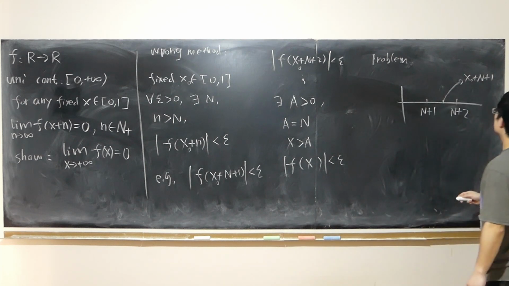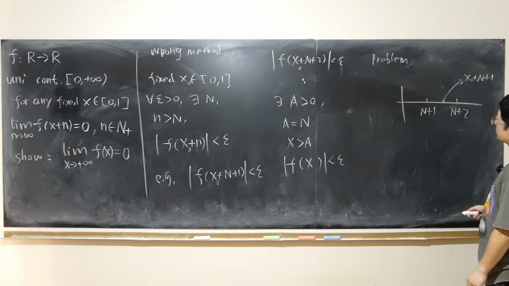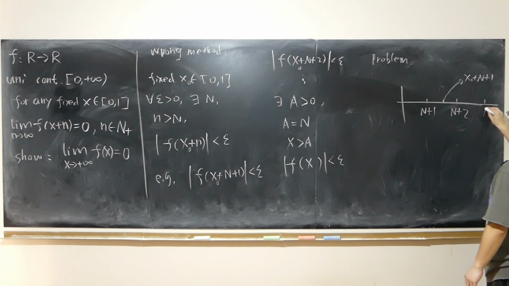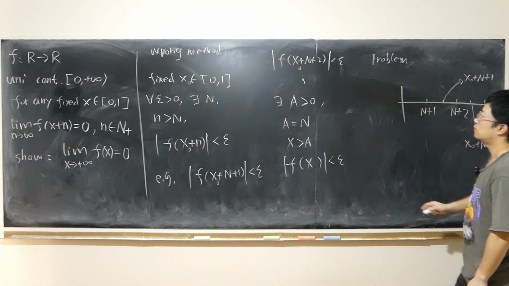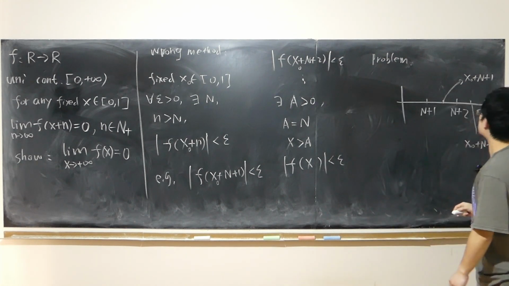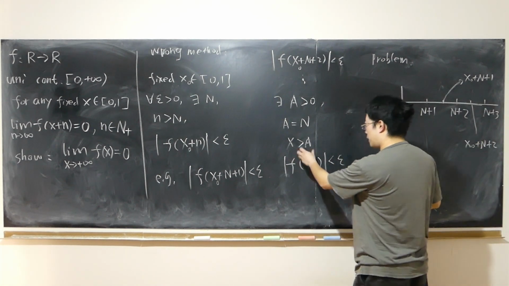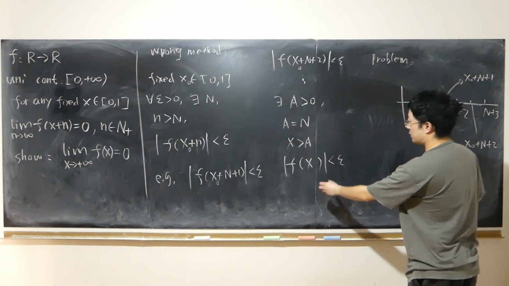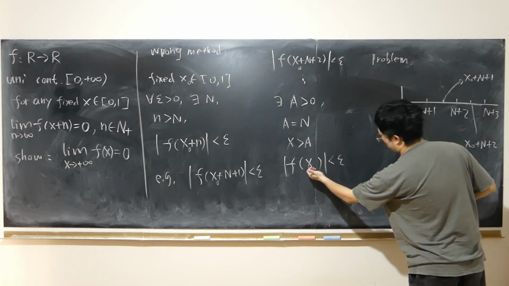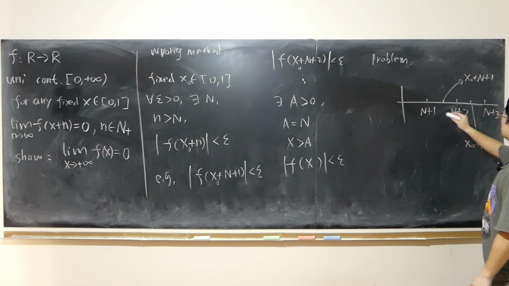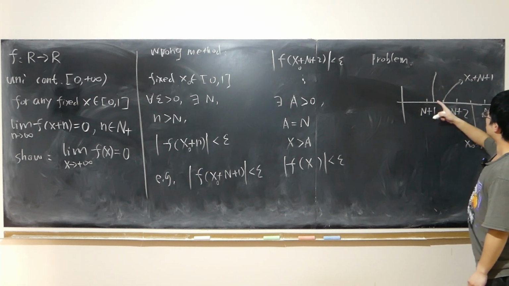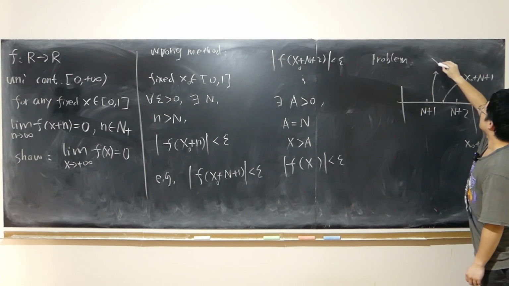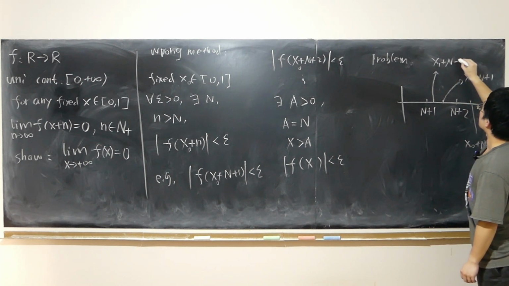So yes, it may be true for this point, and may be true for that point, where I choose this point x naught plus capital N plus 2. The inequality is also true. But the problem is that here x is continuously approaching positive infinity instead of discretely. So this x can also be somewhere here. For example, at this point, let me use x1 plus capital N plus 1.